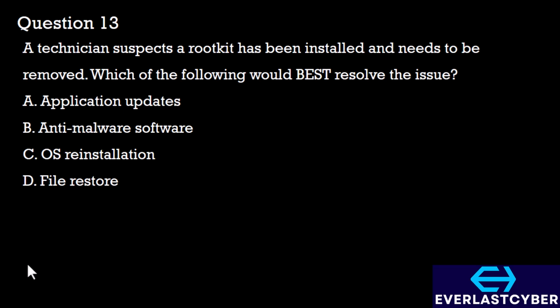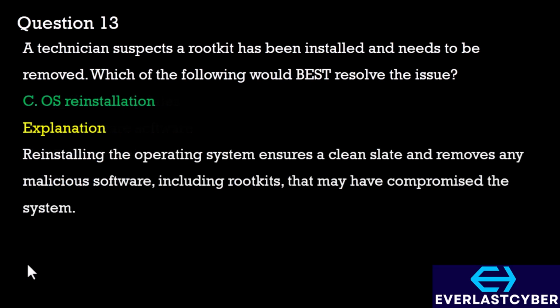File restore, option D, restores files from a backup, and it may replace the infected files with cleaner versions, but it does not address the root cause of the infection. So for this, we'll be going with option C. Reinstalling the operating system ensures that you have a clean slate, and it removes any malicious software, including rootkits, that may have compromised the system.